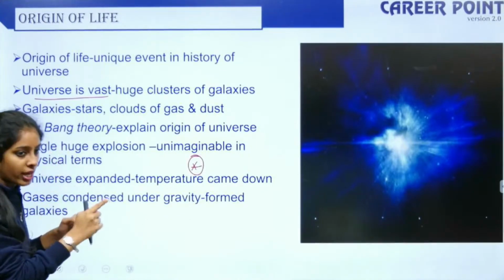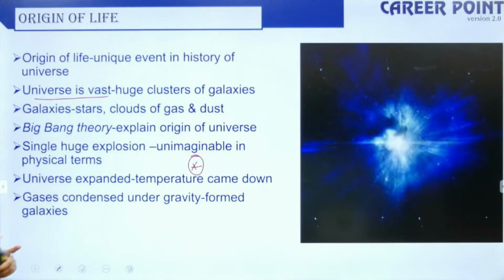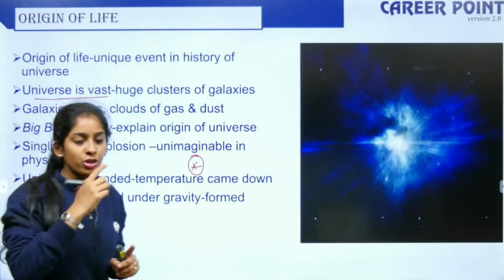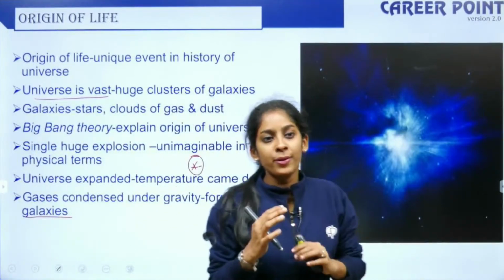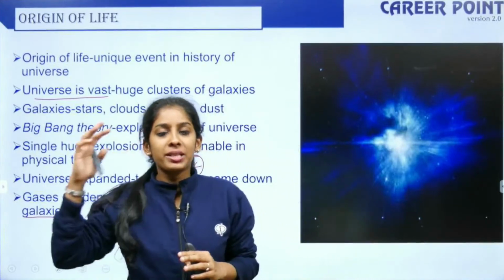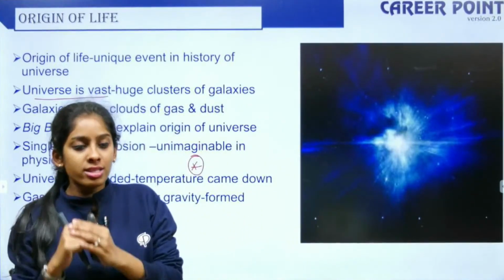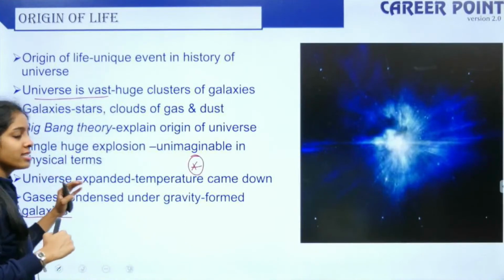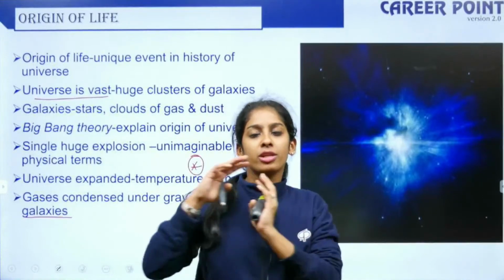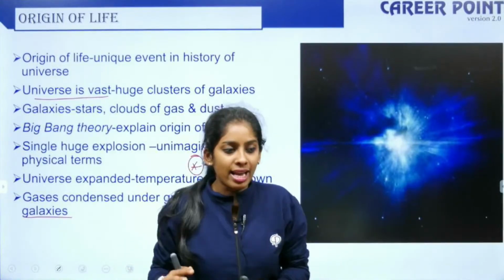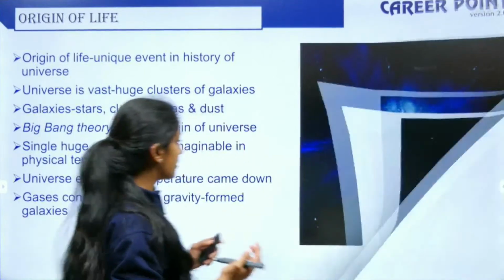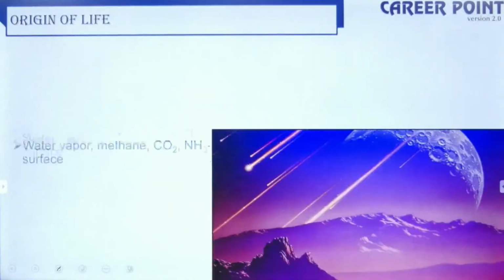So once the temperature came down, the gases condensed under gravity and formed galaxies. So first what came into picture? The universe. Then what happened? Once the universe was born by the Big Bang theory, the temperature came down. Once the temperature came down, the gases condensed and formed your galaxy. So now you have your universe, you have your galaxy. Once the galaxies were formed, so did the solar system. Then came the earth, yes? So remember it this way.